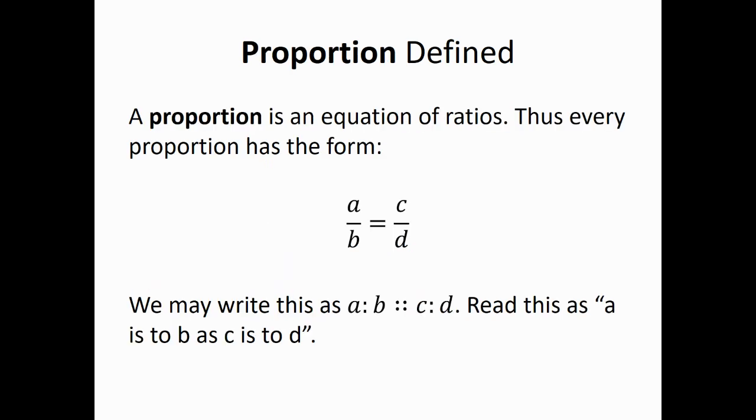Proportion. A proportion is simply an equation of ratios, like the one that you see. You have an equation, because of course you have the equal sign. On the right-hand side, you have a ratio. On the left-hand side, you have a ratio. So that makes a proportion. We can also write a proportion as A colon B double colon C colon D. That's sort of the traditional way to do it, and I'll sometimes write them like that. And that is often read as A is to B as C is to D.